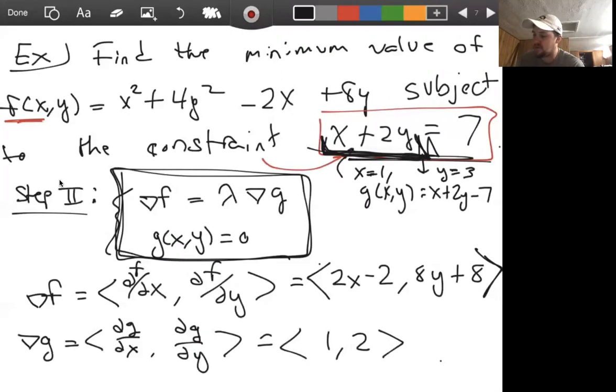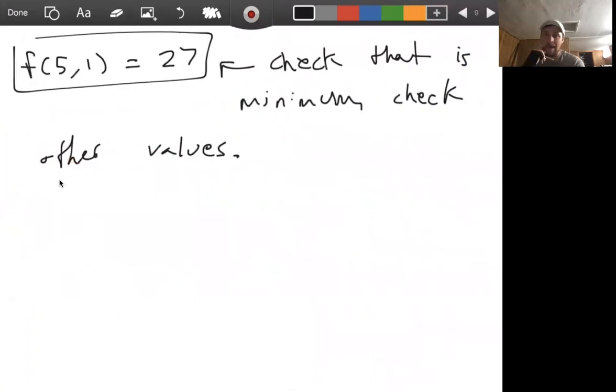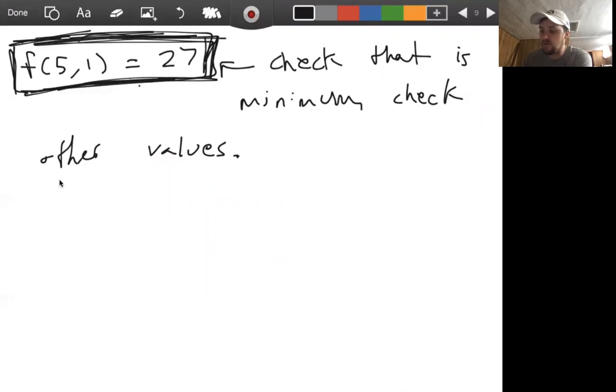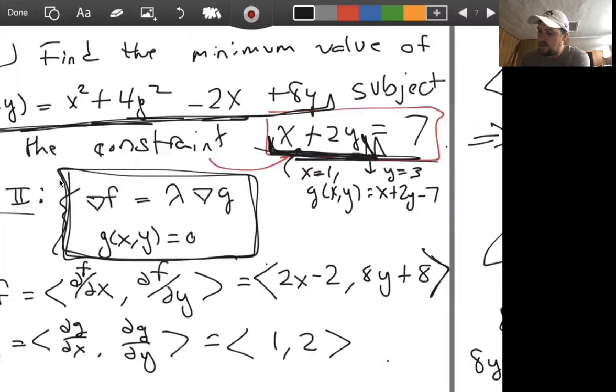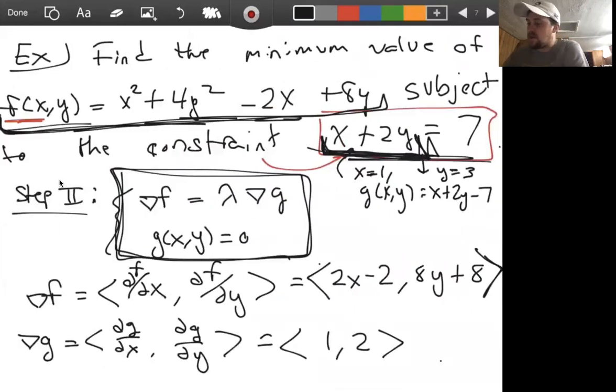Because then you'd have 1 plus 6 is 7. Or you could have y equals 4 and x equals -1. That's also a solution. And then you check a handful of these solutions, plug them back in, and see that every value you get is going to be bigger than 27. That's not proof that it's a minimum, but it's an idea that you can check and verify that this answer does make sense, right? What's proof that it's a minimum is that this is the only possible local extremum for f with this given constraint.